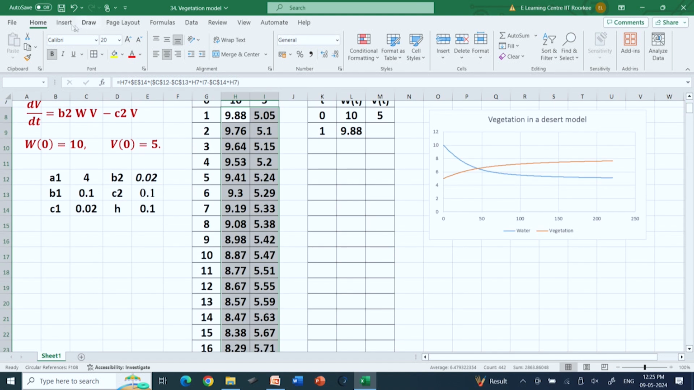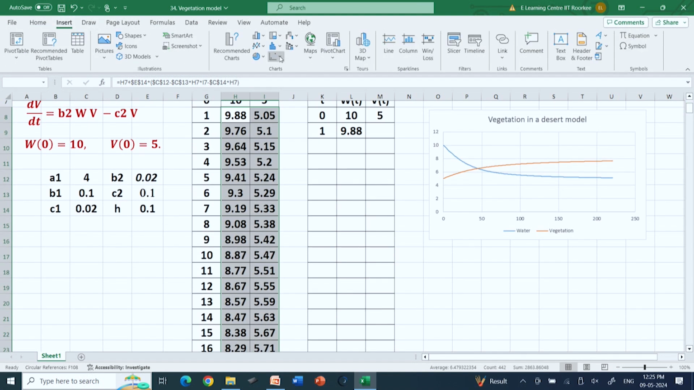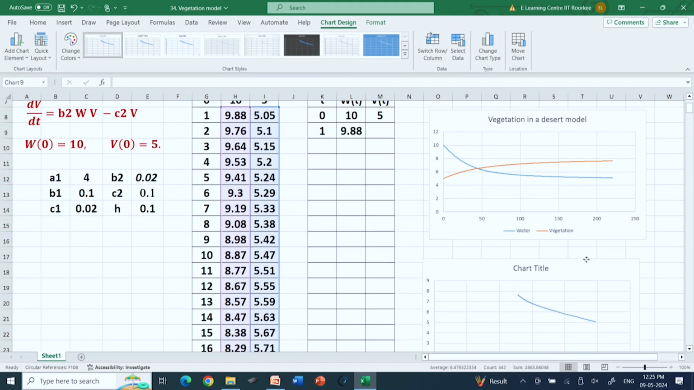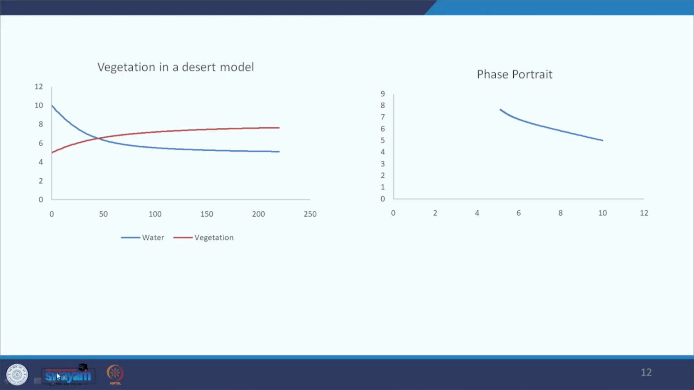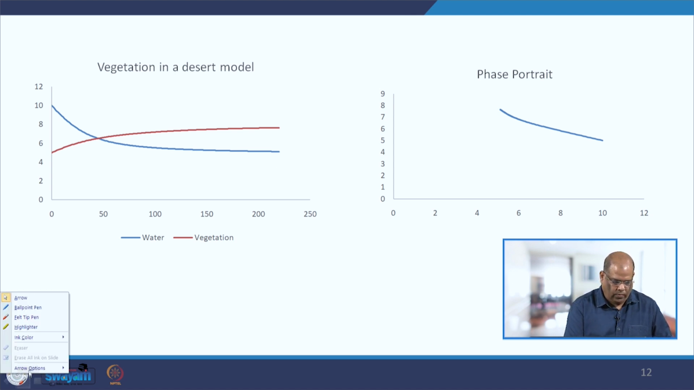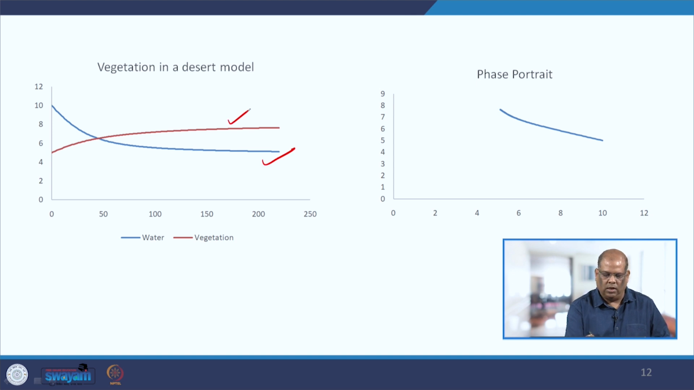Again, go to insert, chart, and draw, and you get this. So, let me go back to the slides and let me explain these figures in detail. Once you plot them, you get something like this. This blue one is the water, and this is the vegetation.